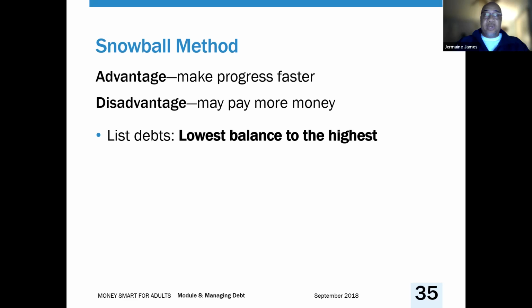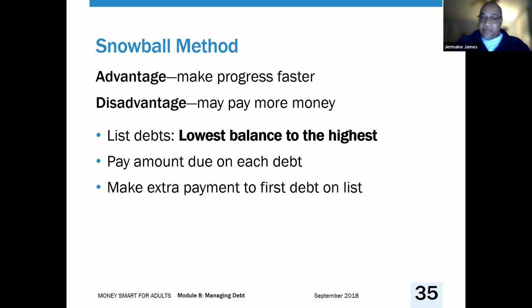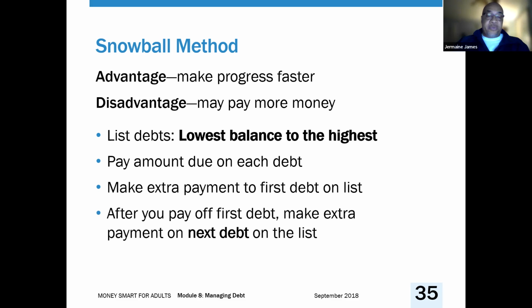With the snowball method, the advantage is that it makes it seem like you're definitely moving faster. The only disadvantage is that you may pay more money. With the snowball method, you list the debts from lowest balance to highest. You pay the amount on each debt and make an extra payment to the first debt on the list. After you pay off the first debt, you make an extra payment on the next debt on the list, and of course you continue as needed. So that's the high cost debt method and the snowball debt method. I'm going to break this down further on in the presentation.